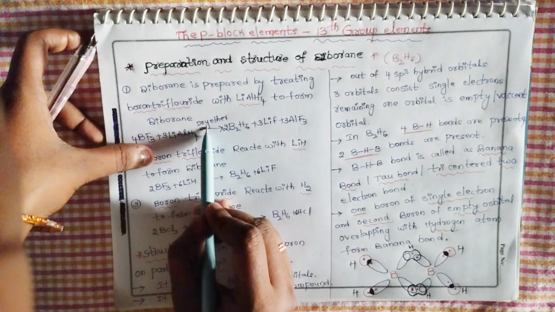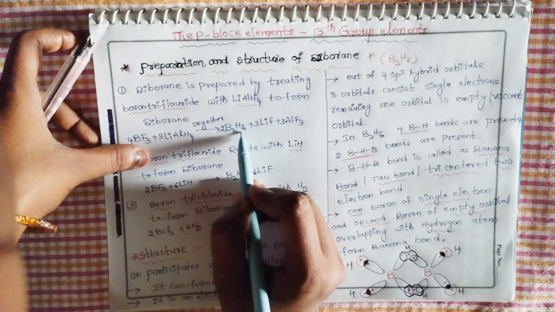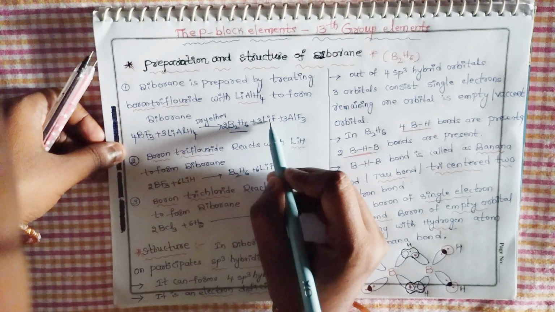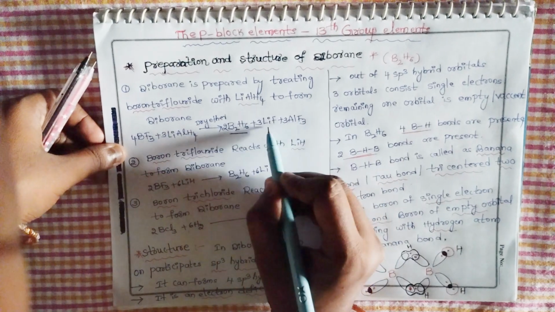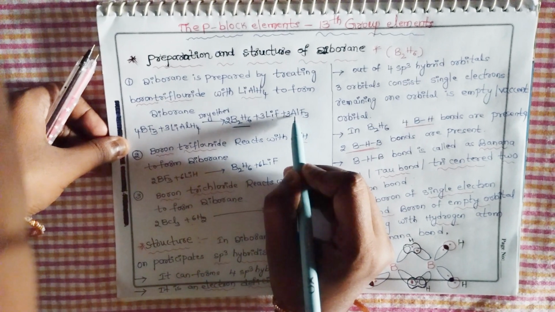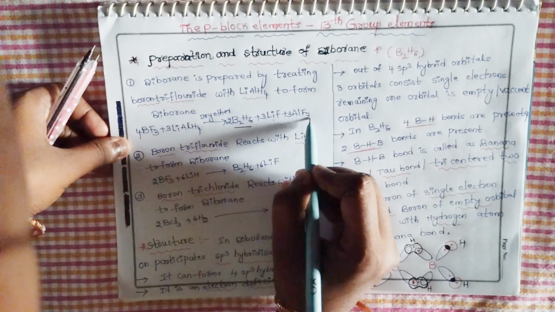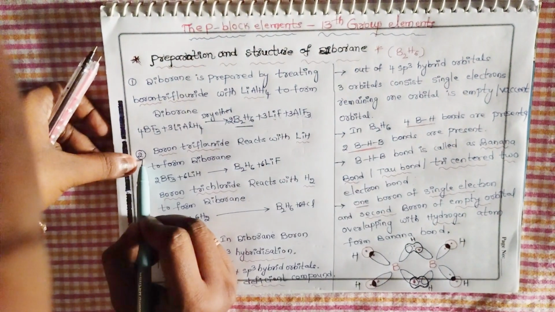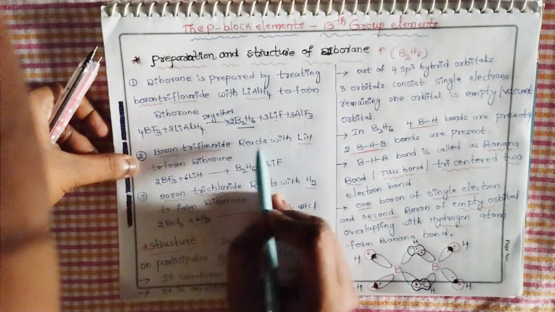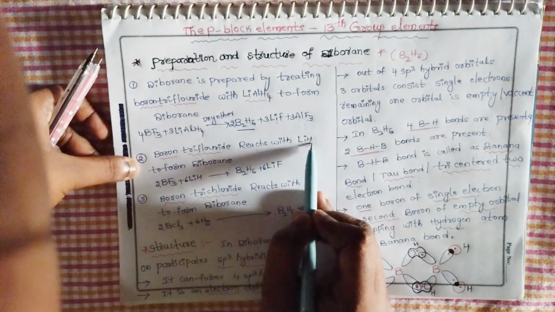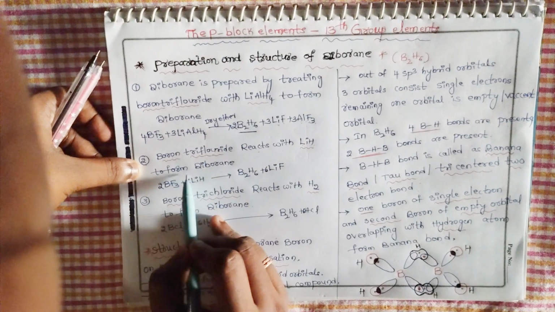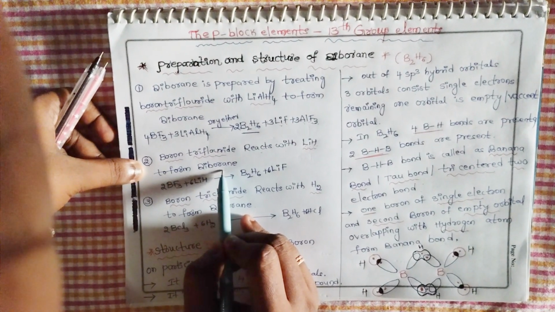In the presence of dry ether, diborane B2H6 is formed along with other compounds also: LiF, lithium fluoride, and also AlF3, aluminum trifluoride. The second method for the preparation of diborane is that boron trifluoride reacts with LiH, lithium hydride, to form diborane.